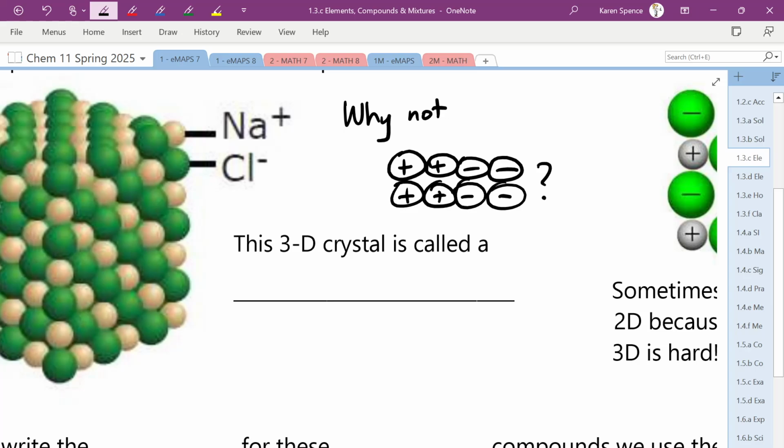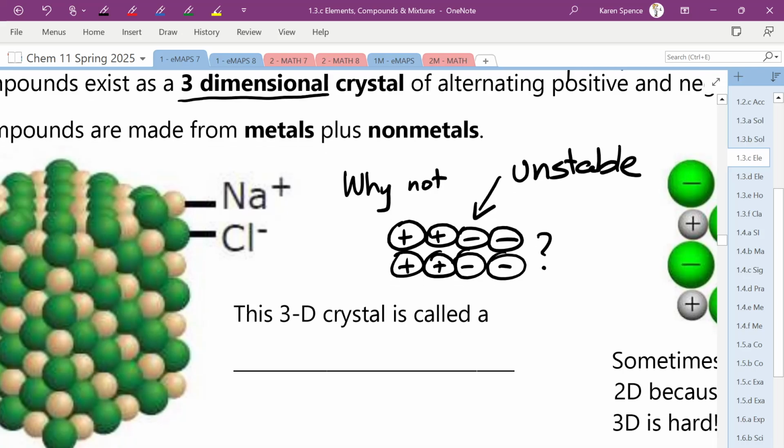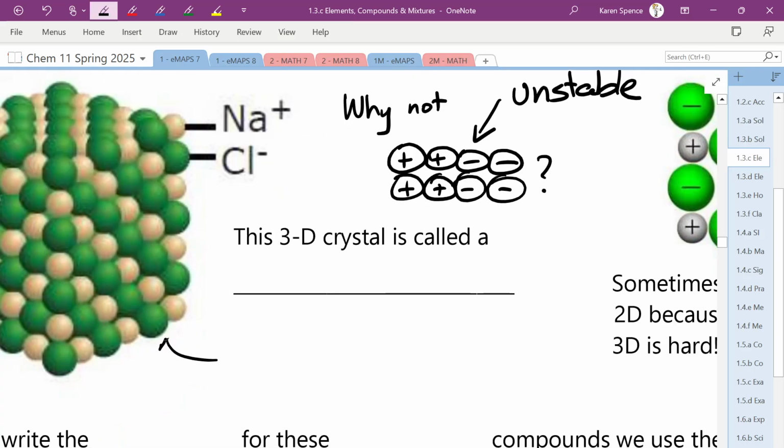Okay, if I put a positive and a positive side by side, what do they do? They repel. Okay, so this is unstable. Unstable means if you put it there, it will try to not be in that arrangement.